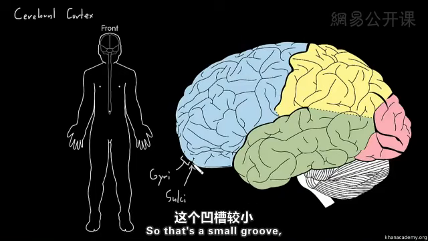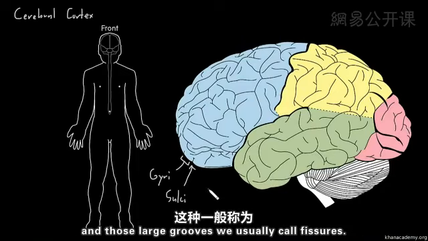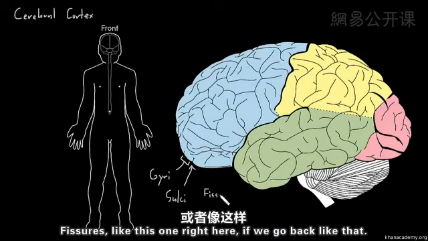That's a small groove, but there's also some really large grooves like this one right here. Those large grooves we usually call fissures. Fissures. Like this one right here that goes back like that.